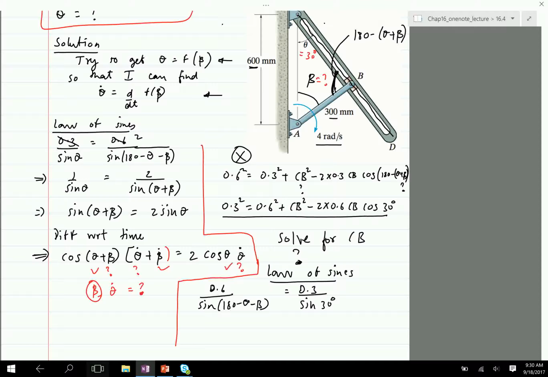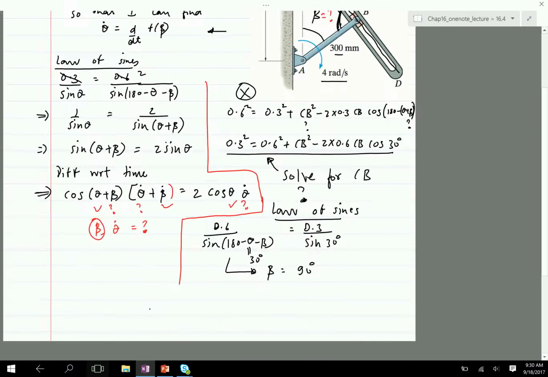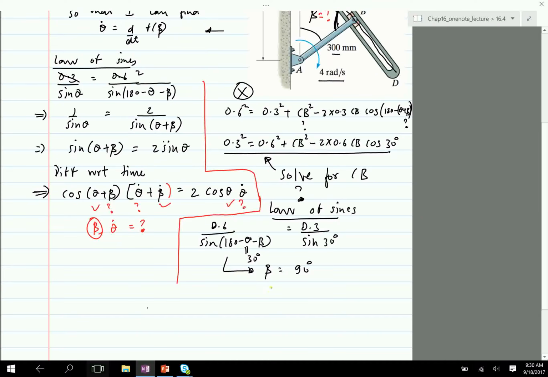So what I did was, in my notes, I did it in a different way. This way is absolutely fine. You end up solving a quadratic equation. The other way to do it is to use the law of sines. This is 30 degrees. You can solve for beta. It comes out to be 90 degrees. It just happens to be 90 degrees in this configuration. But the moment B goes sideways, that beta will not be 90 degrees. So do not assume it is 90 unless you solve for it. If you solve for beta, you get 90. You then take this and put it in the other equation and solve for theta dot.